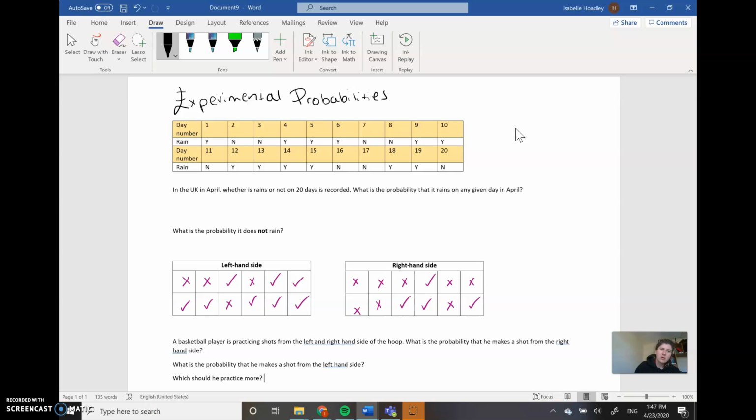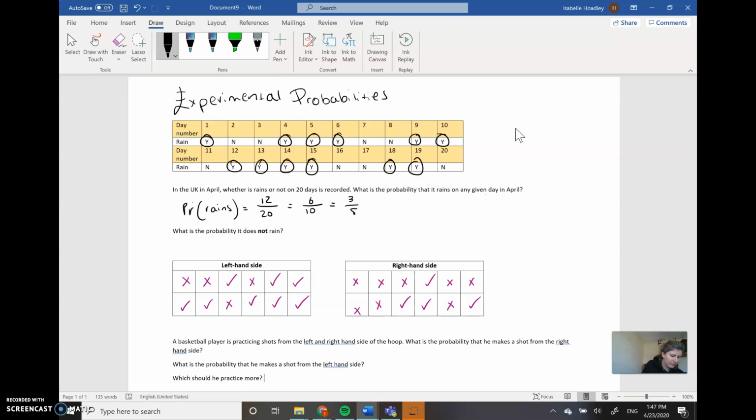Here it says, in the UK in April, whether it rains or not on 20 days is recorded. So here's our 20 days, and there's a yes or no for whether it rains. What's the probability that it rains on any given day in April? So I'm going to check. Rains, yes: 1, 2, 3, 4, 5, 6, 7, 8, 9, 10, 11, 12. So the probability that it rains is equal to 12 out of 20, which is the same as 6 out of 10, which is the same as 3 out of 5, just by halving all of those.